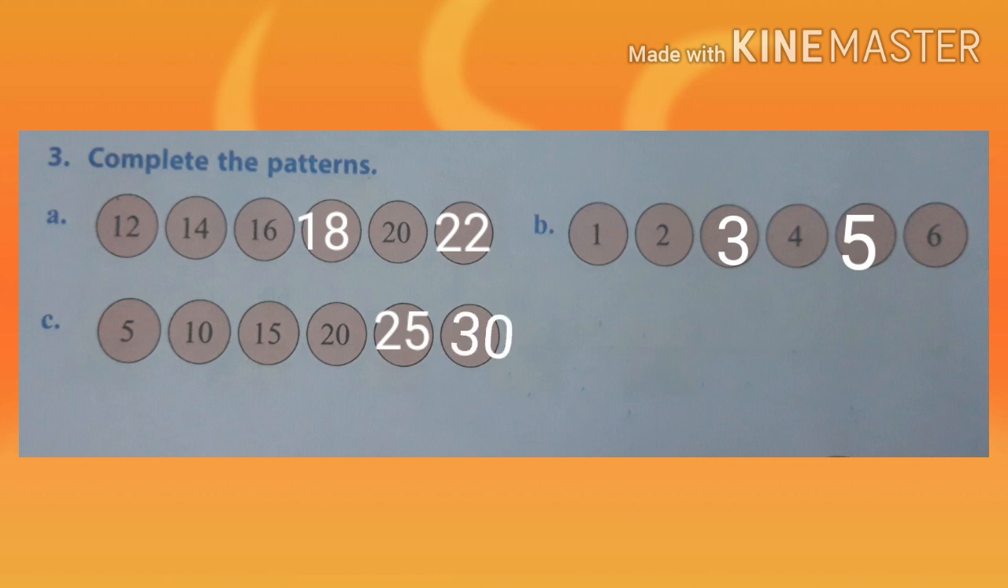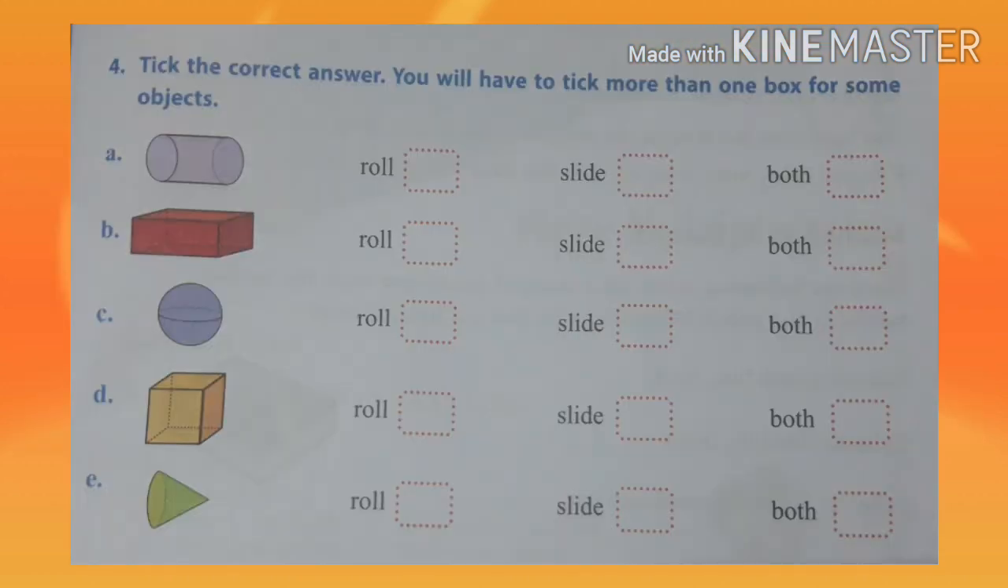Then the fourth question, take the correct answer. So, there are given many shapes, solid shapes. So, the first one, which is that shape, cylinder. And there are 3 boxes given, roll, slide, both. So, cylinder can both slide and roll. So, take the box both. Then the shape, which is that shape, cuboid. So, cuboid can slide. So tick on it.